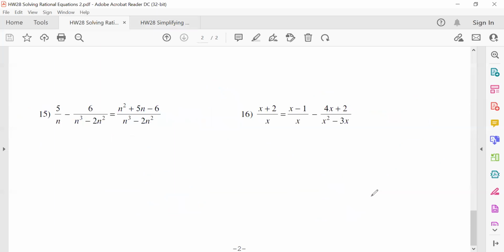All right, let's see number 15. It's a more complicated kind of situation, right? Okay, so first we can see this part they have the same denominator, right? Move this one to the right part first. Move this one to the right part. It became positive.